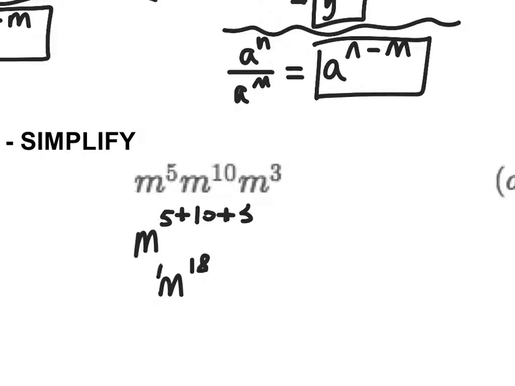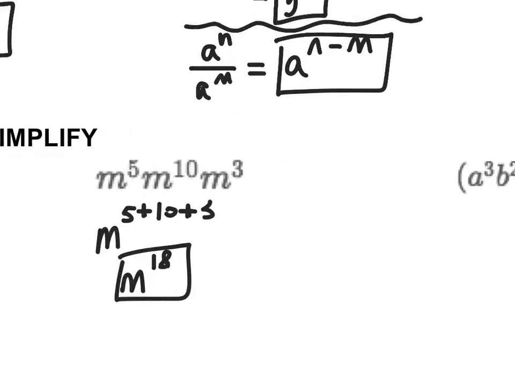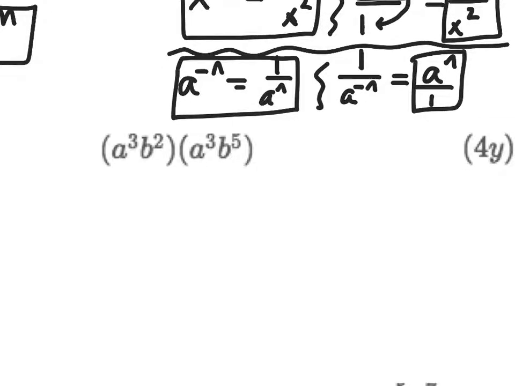Okay, and that's my answer. Okay, over here, this one's a little bit different. I've got 2 different variables. Now, I'm multiplying all these things together. And what I want to do is rewrite this.